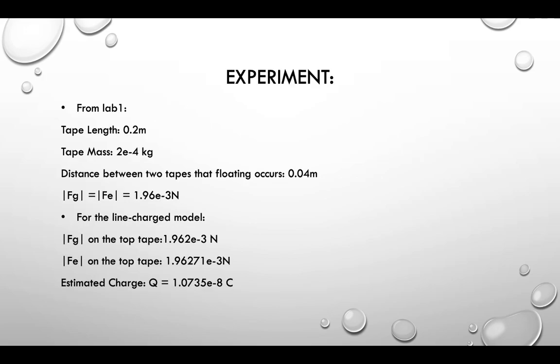From the experiment in Lab 1, we get the values: the tape length is equal to 0.2 meters. The tape mass is 2e-4 kilograms. The distance is 0.04 meters. The magnitude of the gravitational force is equal to the magnitude of the electrical force, which is equal to 1.06e-3 newtons.